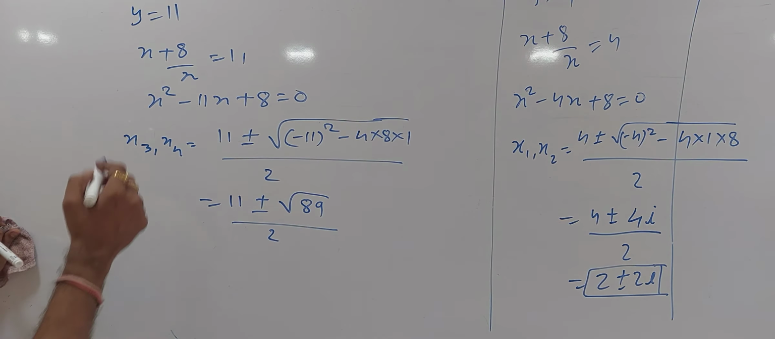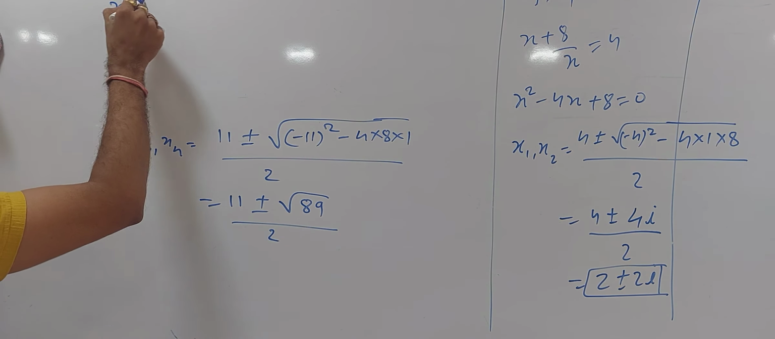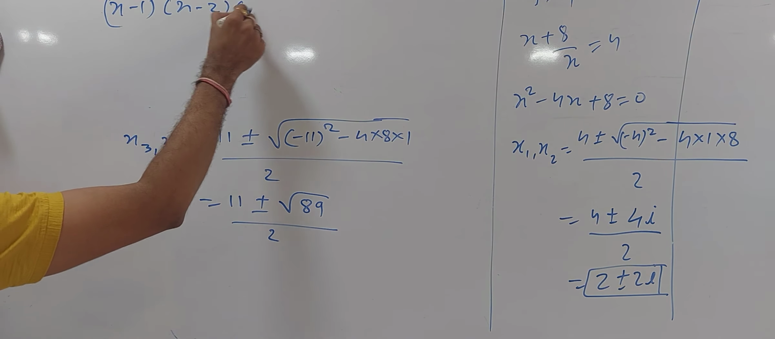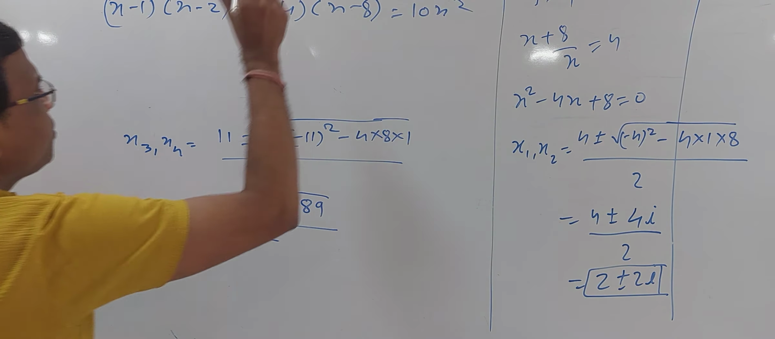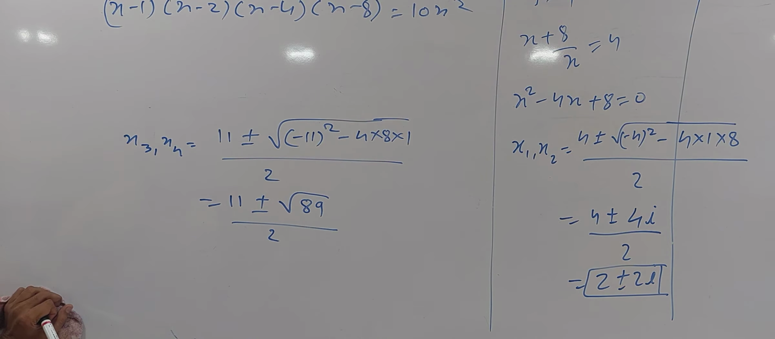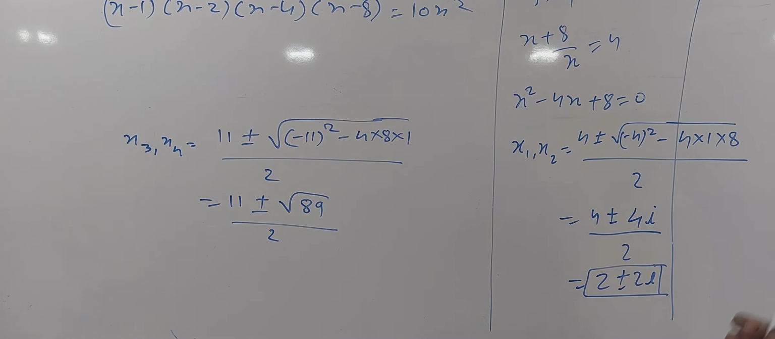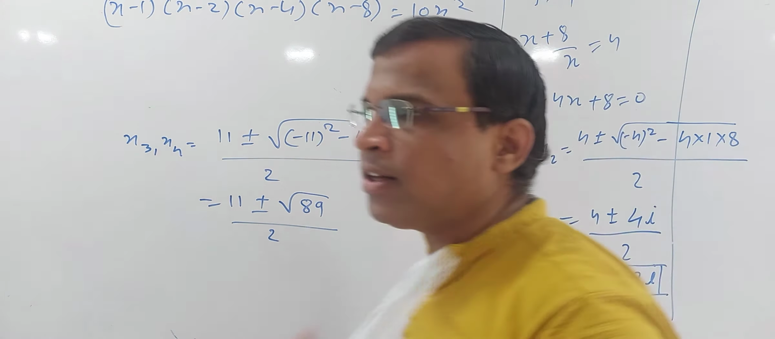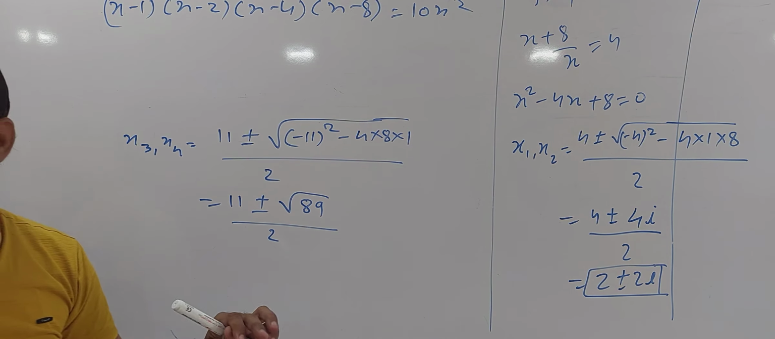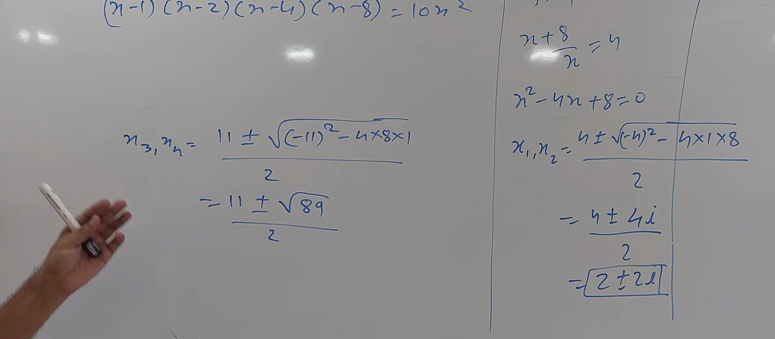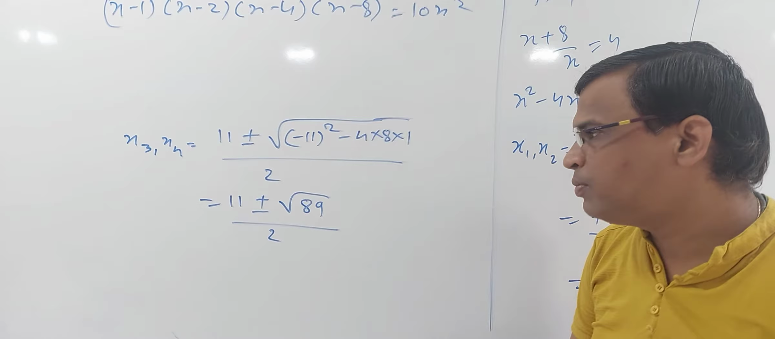Fine. Now if we go back to our original equation, that relation was x minus 1, x minus 2, x minus 4, x minus 8 is equal to 10x square. And when we solved that, we got a quartic relation. So when you see Descartes' rule on that quartic relation, you will observe that you get two roots which are positive and two roots which are imaginary. You are not going to get any negative root, so we can confirm it.